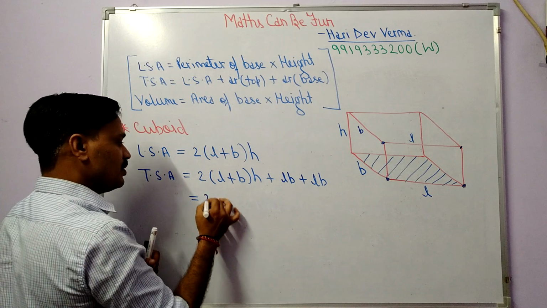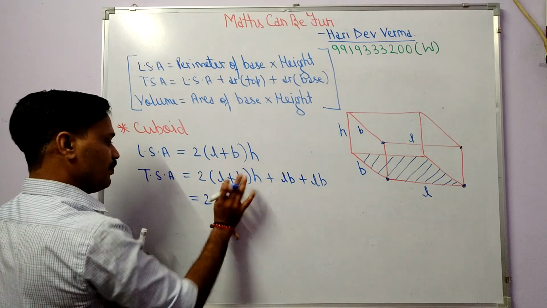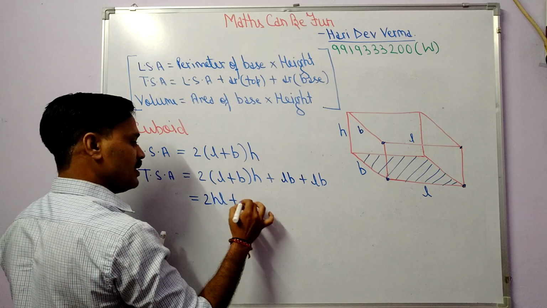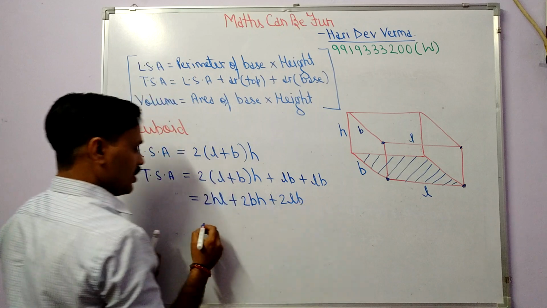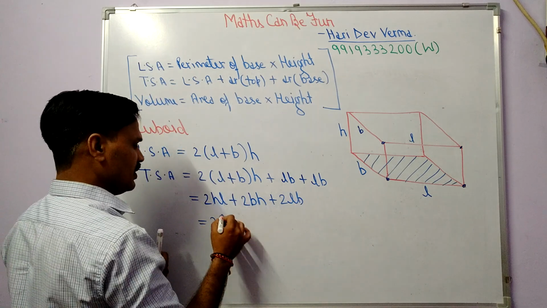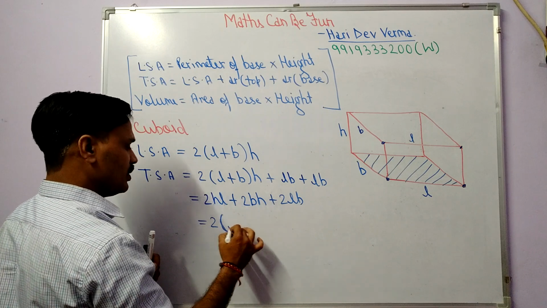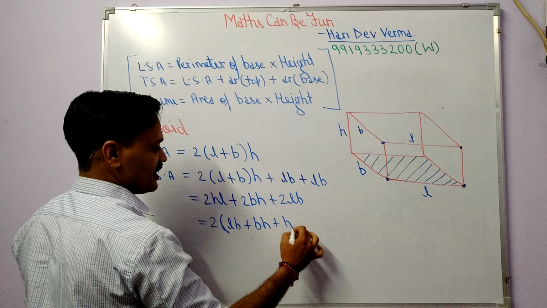So what will we get? 2LH, or we can write HL also. 2HL plus 2BH plus 2LB. Now, we take 2 as common and write in ascending order, so it should be 2(LB plus BH plus HL).